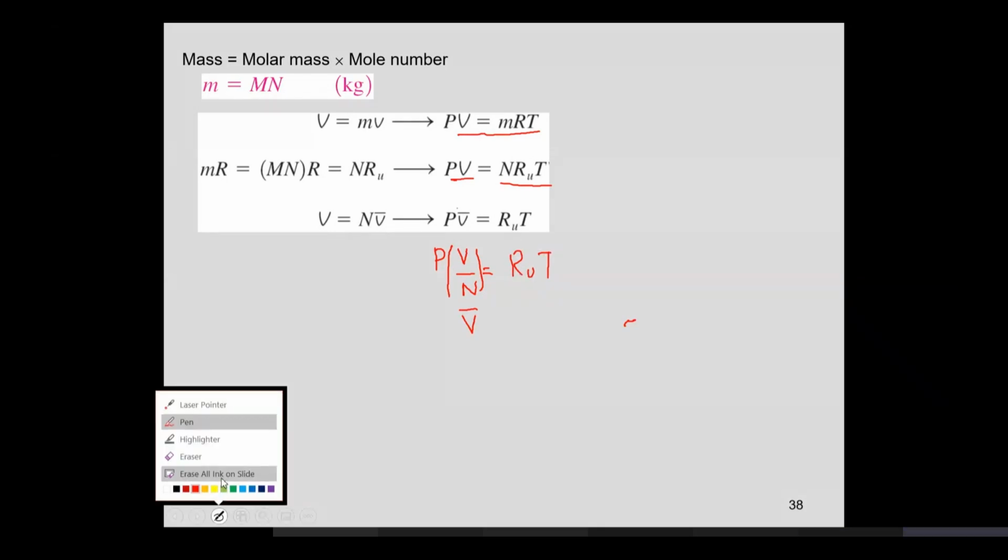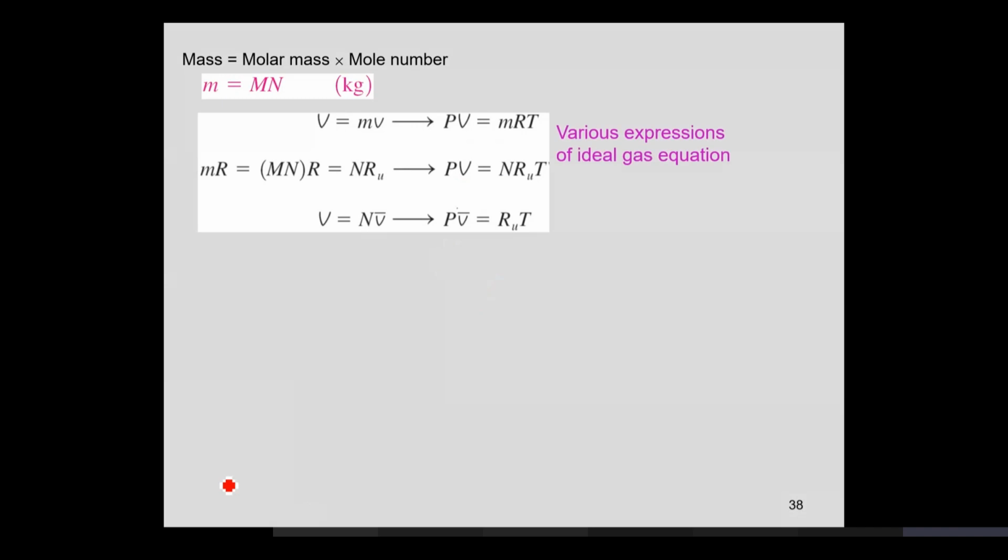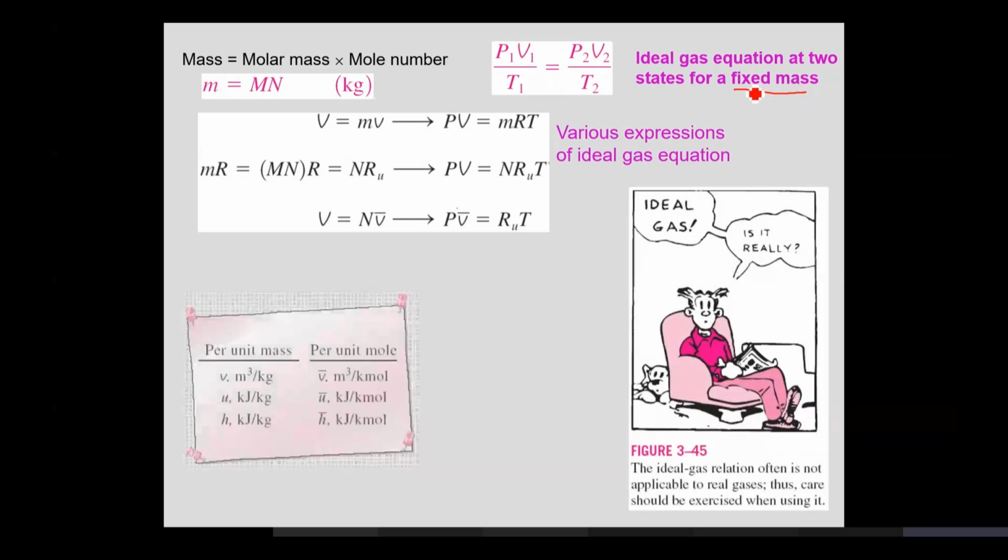And if I have constant mass, I can write the equation for two different states as this: P1 V1 over T1 equals P2 V2 over T2, provided you are talking about fixed mass. Again, per unit mass, when you are expressing the properties, they are represented by small letters. When you are expressing per unit mole values, they are expressed by small letters having a dash on top of it.